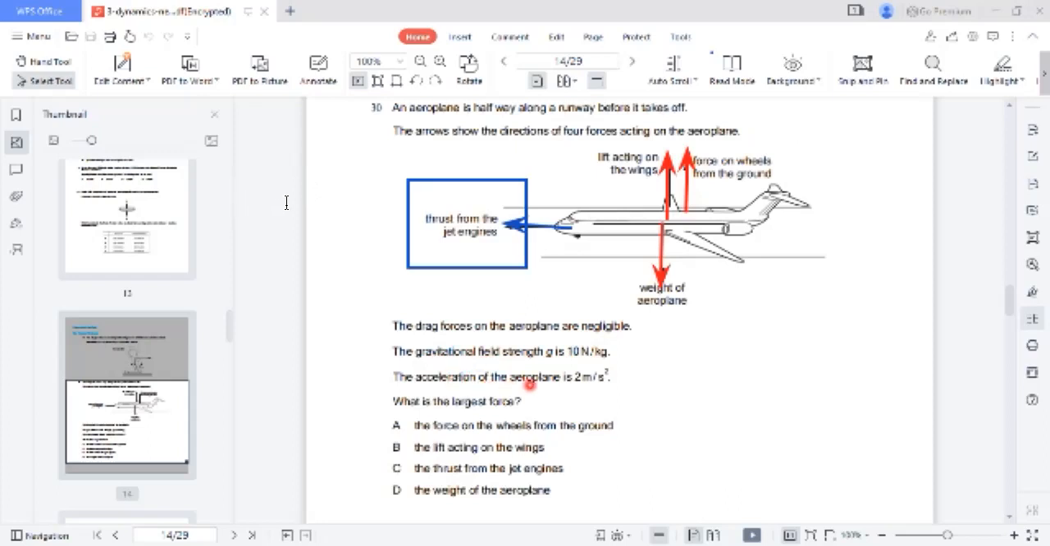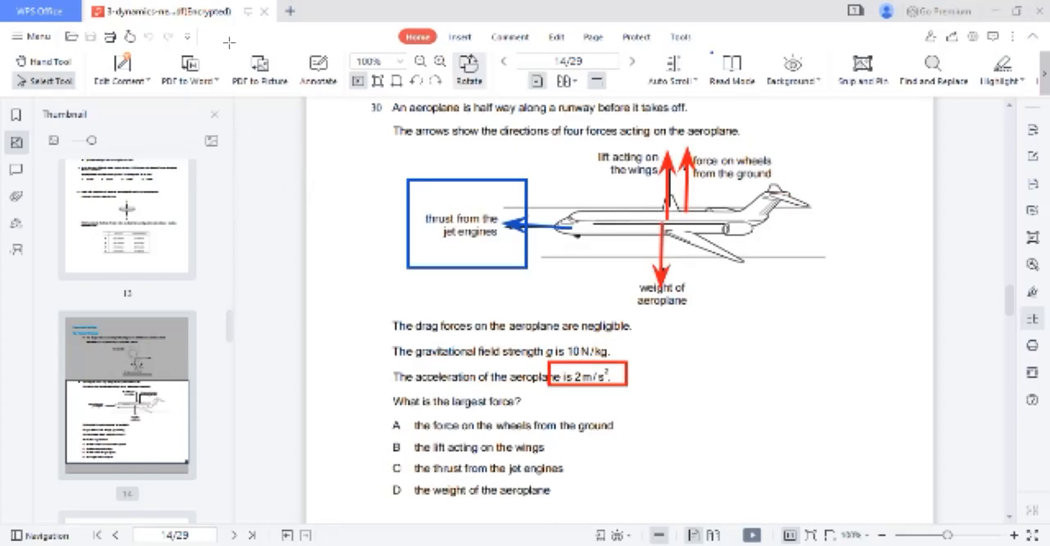The acceleration of the aeroplane is 2 meter per second square. So A is given, so I'm gonna mark it. So this is our acceleration of the aeroplane. What is the largest force?